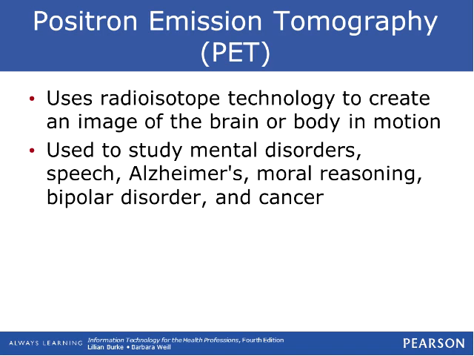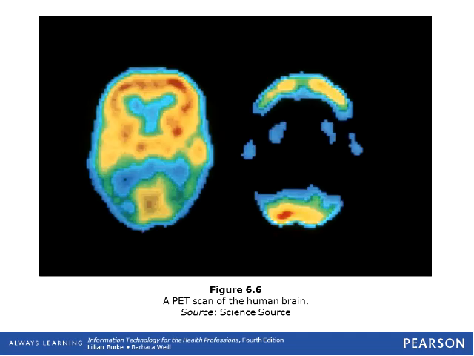Another methodology for imaging is called a positron emission tomography, or a PET scan. We seem to name all our scans by animals, I guess. But a PET scan uses radioisotope technology to create an image of the brain or body in motion. It's used to study mental disorders, speech disorders, Alzheimer's, moral reasoning if we look in the frontal lobe, bipolar disorder, and cancer. So it gives us not only an image, but it also gives us the function or the functionality of the image.